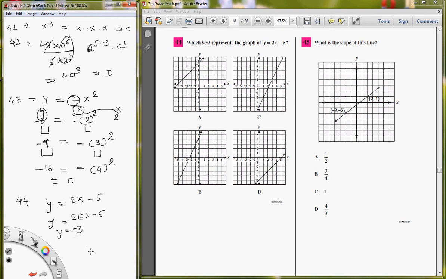Now let's put x is equal to 3 here. So y is 2 times 3 minus 5, so in that case y is equal to 1. Okay, so I have two data points here. When x is equal to 1, y is equal to minus 3. So let's see which graph represents that.